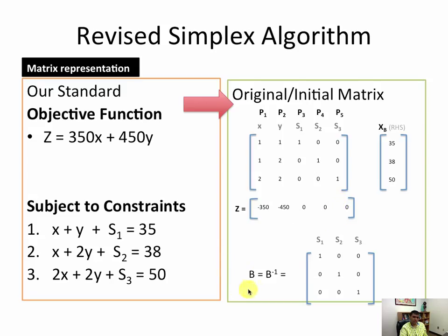And in this case, the B matrix will be based on our basic variables, which are S1, S2, S3, and we have 1, 0, 0, 0, 1, 0, 0, 0, 1. And it's an identity matrix, so the inverse of an identity matrix is the matrix itself.